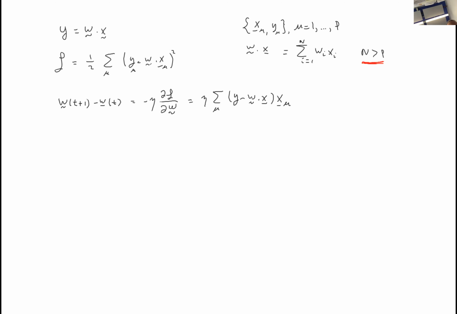Okay. So first of all, we want to know that this makes sense. So let's actually consider a single weight update to make sure that our rule makes sense. The change in the weight i, w_i at t plus 1 minus w_i at t, is equal to minus eta, the sum on mu of (y^mu minus w dot x^mu). So this should have been a mu here.